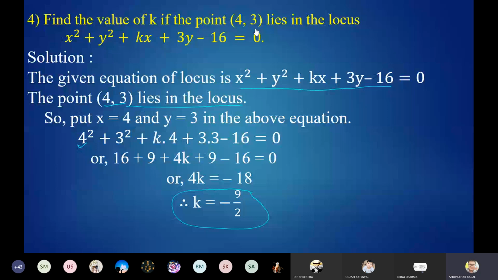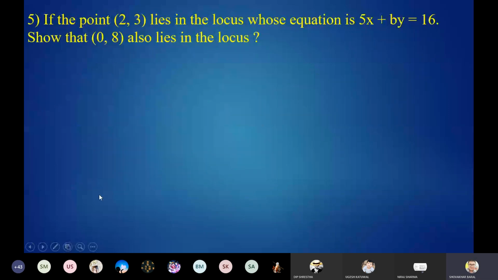If the point (2, 3) lies in the locus whose equation is 5x plus by is equals to 16, show that (0, 8) also lies in the locus. Let's try to understand. Please write the question. There is the equation 5x plus by is equals to 16. We don't know the value of b here. This is a constant. And the question is saying that this point (2, 3) lies on the locus, or on the equation. So you need to show that this point (0, 8) also lies on this locus.